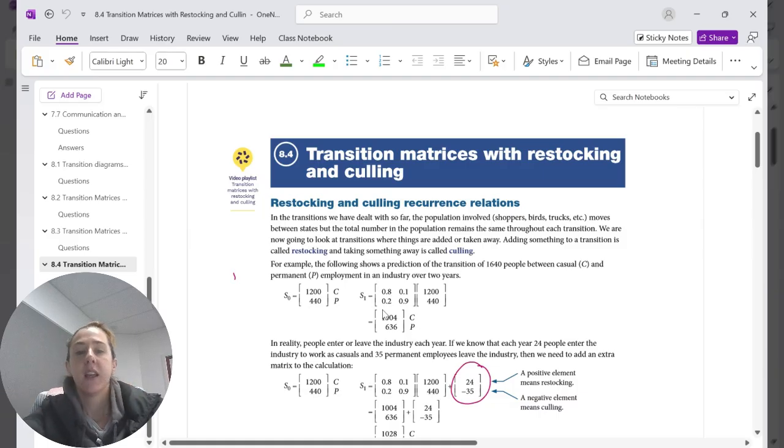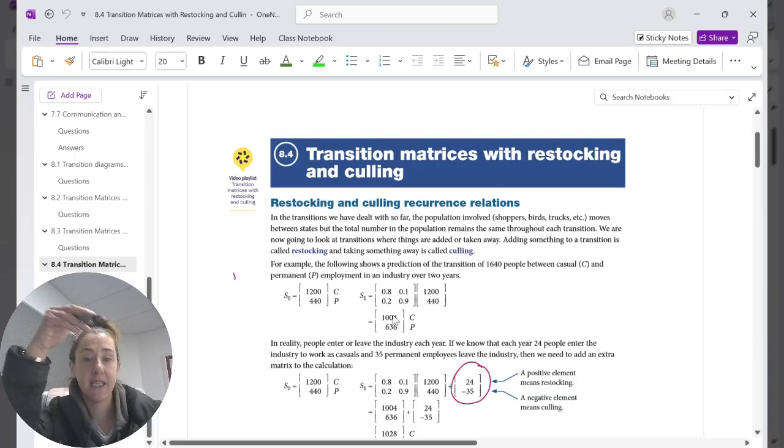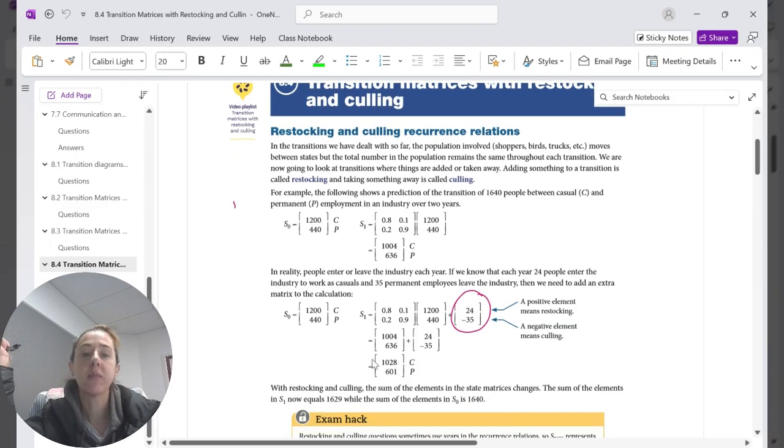Okay, so here we've got our initial state matrix. We've got transition state given. So we're going transition times our initial state gives us where they move to in the next iteration.